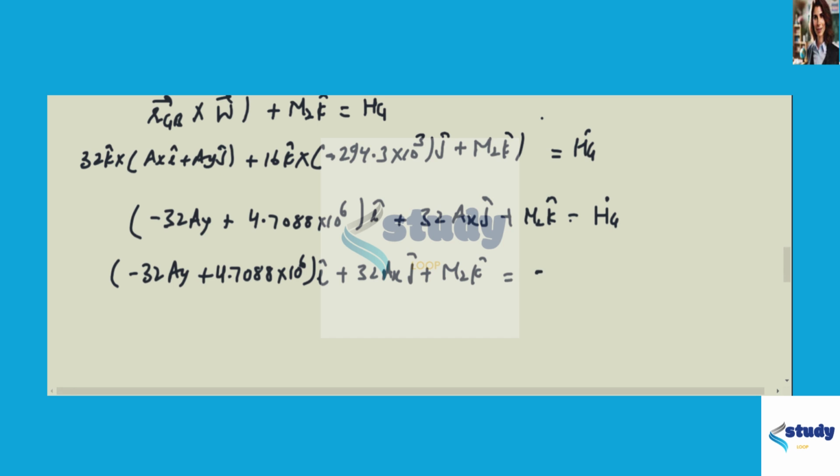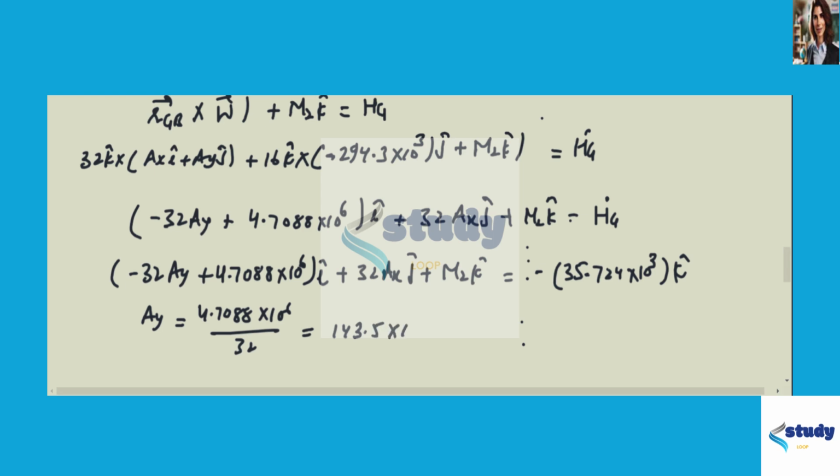minus 35.724 10 to the power 3 k cap. By solving this equation for components I, j, k, you may write AY to be equal to 4.7088 10 to the power 6 upon 32. So this value you will get: 143.5 into 10 to the power 3 Newton. Its z component will be 0.